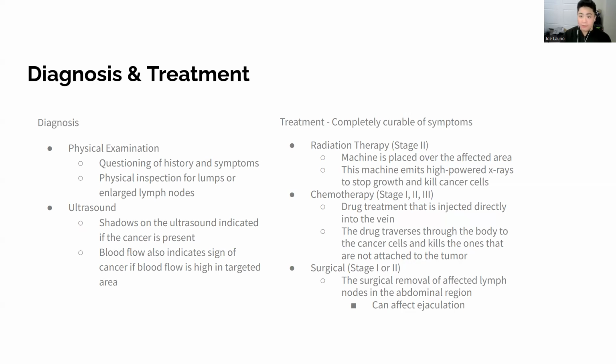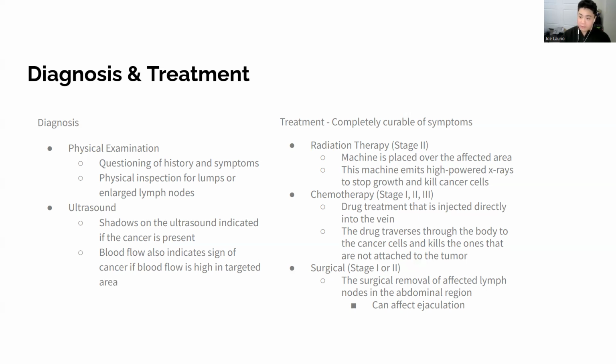Now, it is a completely curable disease. You could either do radiation therapy, which is at stage 2, where the machine is placed over the affected area, and this machine emits high-powered X-rays to stop growth and kill cancer cells. You can undergo chemotherapy, and you could do this in either stage 1, 2, or 3. That's when the drug treatment is injected directly into the vein.